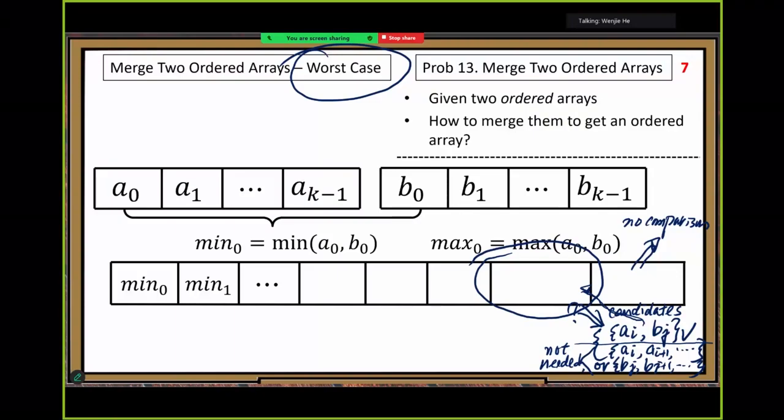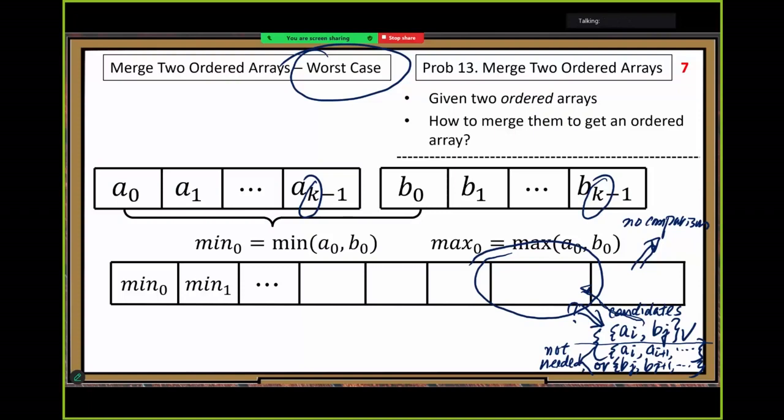The first subarray, the size is K, right? Because you look at the subscript, you know the data size. The first subarray's data size is K. The second subarray's data size is also K, right? So you know the total number of elements in these two subarrays is 2K. Now can you tell me, for the worst case, how many comparisons do we need?